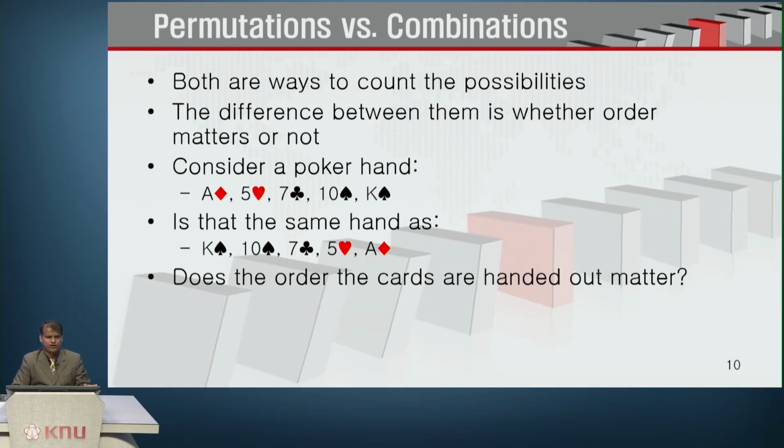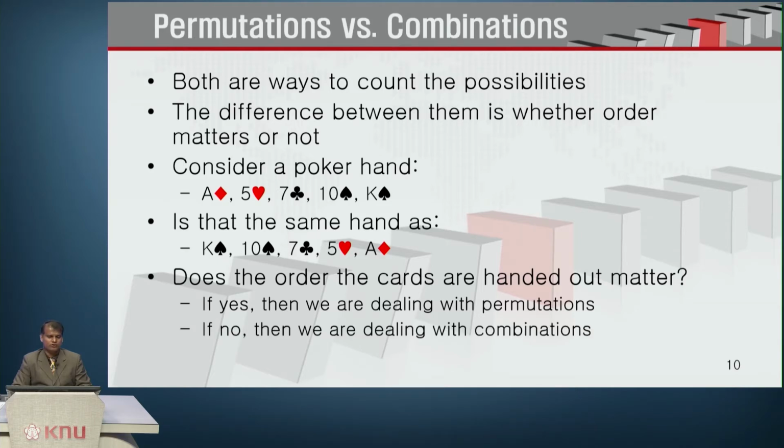The question is, does the order in which the cards are handed out matter? If the order matters, then we are dealing with permutation. If not, then we are dealing with combination. That's one of the basic differences between permutation and combination, but basically both are used for counting the possibilities.